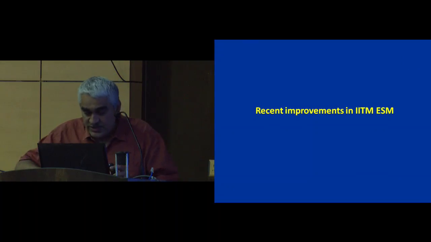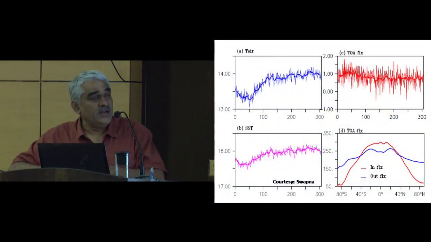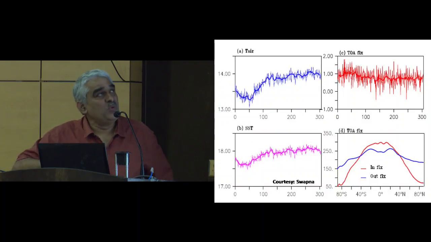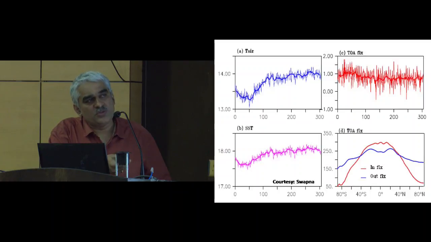But as I said, there was a huge radiation bias, and so in the last 2-3 years, we have mainly focused on how to improve the radiation bias. Now the latest version shows the TOA flux at the top of the atmosphere. This is up to a 300-year run, various improvements have gone in, and now the radiation imbalance is about 0.7 to 0.8 watts per meter squared at the top of the atmosphere.